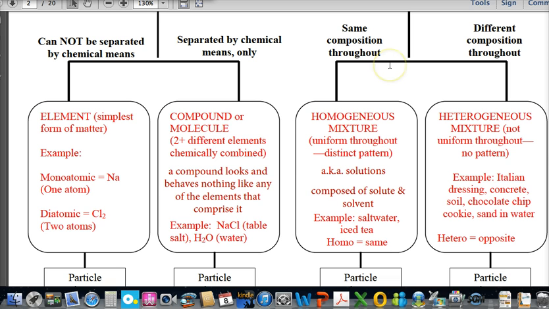On the other side are mixtures. Mixtures can also be broken down further into homogeneous and heterogeneous mixtures. A homogeneous mixture means that the components are evenly distributed or uniform throughout.